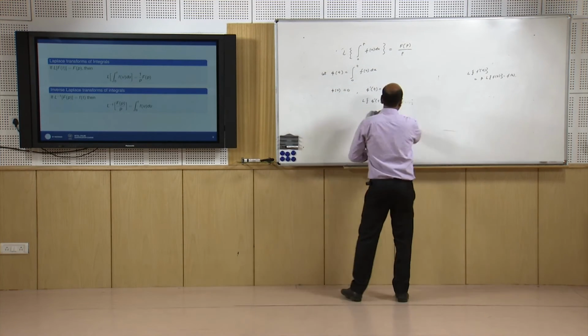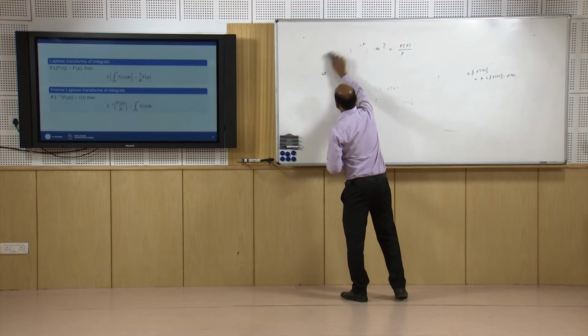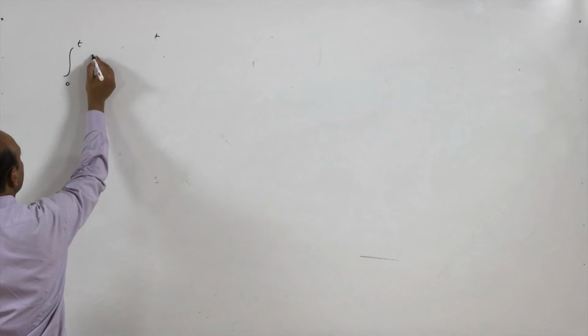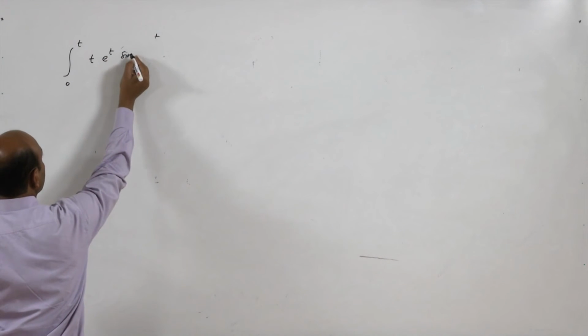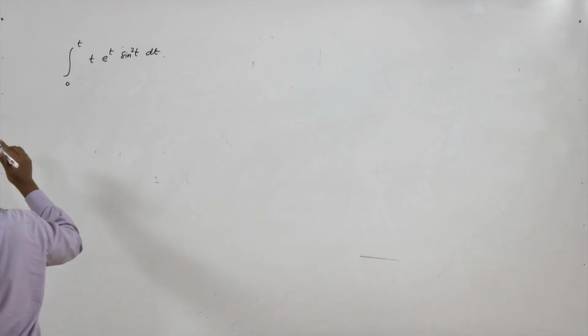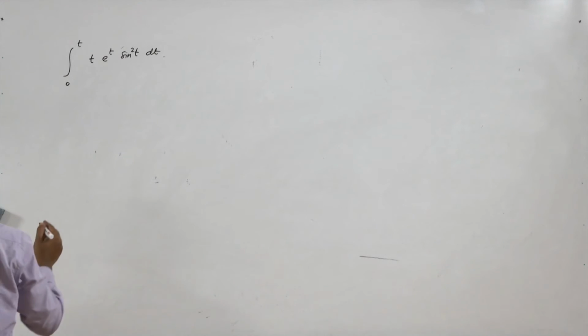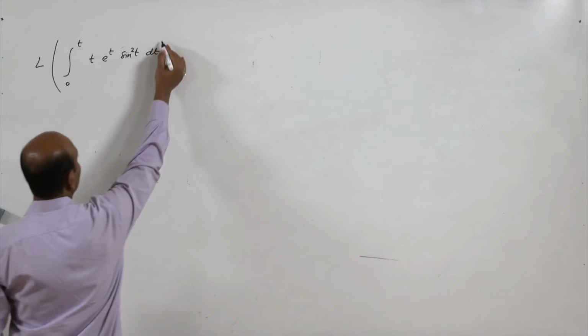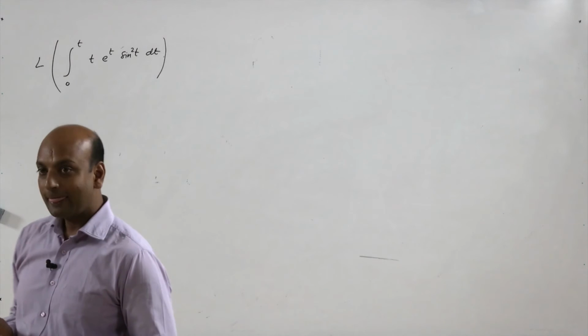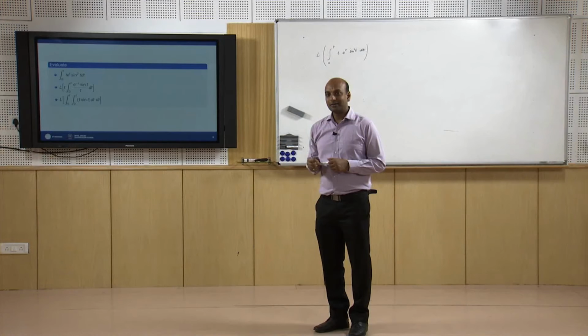Whenever we have division by p in the Laplace inverse, then we mostly use this property. Let us see some problems based on this. Now, integral 0 to t of t e to the power t sin square t, this simple problem. Suppose we have to find out Laplace of this. So, how to find Laplace of this?